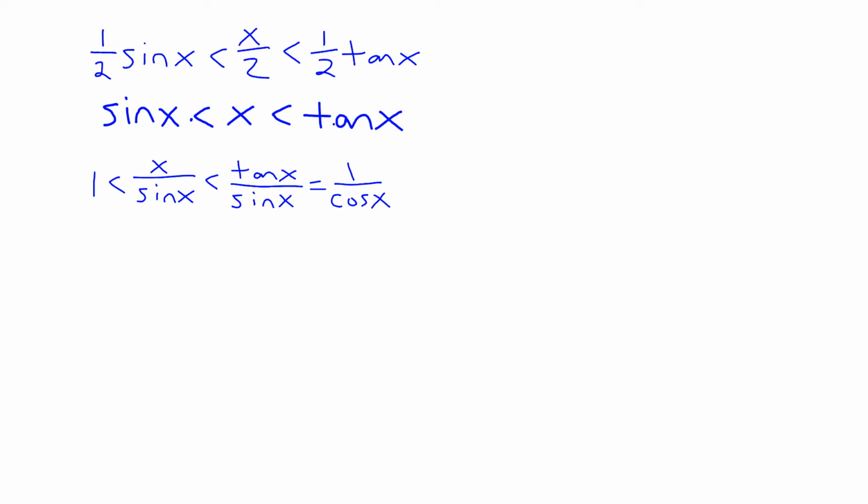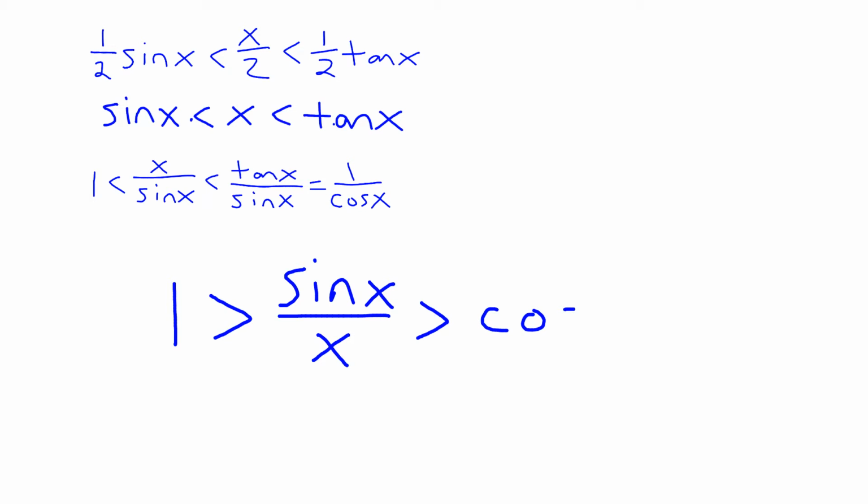And now what we should do is take the reciprocal. All right, so take the reciprocal of each term in the inequality, and of course when we do this we're going to have to flip the inequalities. So the reciprocal of 1 is just itself. And this is now greater than the reciprocal of x over sine of x, which is sine of x over x. And this is greater than the reciprocal of 1 over cosine, which is just cosine.